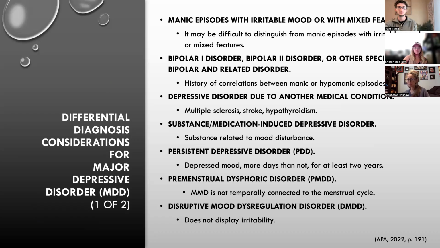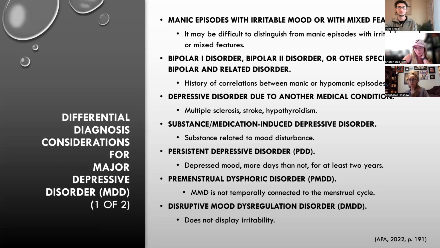depressive disorder due to another medical condition. Those medical examples are multiple sclerosis, stroke, or hypothyroidism. And then substance medication-induced depressive disorder. It's just related to mood disturbance from the substance. Persistent depressive disorder, depressed mood more days than not for at least 2 years, and both can be diagnosed at the same time. And then premenstrual dysphoric disorder. MDD is not temporally connected to the menstrual cycle, so that's the difference there.